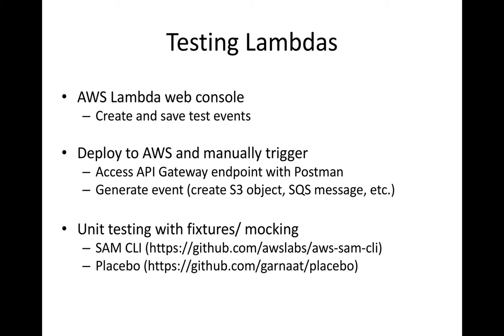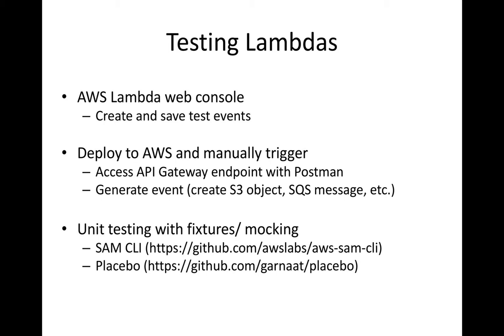You can also deploy the function into Lambda, and if it's connected to something like an API gateway, then you can trigger that API gateway using a development tool like Postman to simulate API requests and generate different sorts of events. That can also help you exercise these Lambda functions and troubleshoot and validate their functionality.